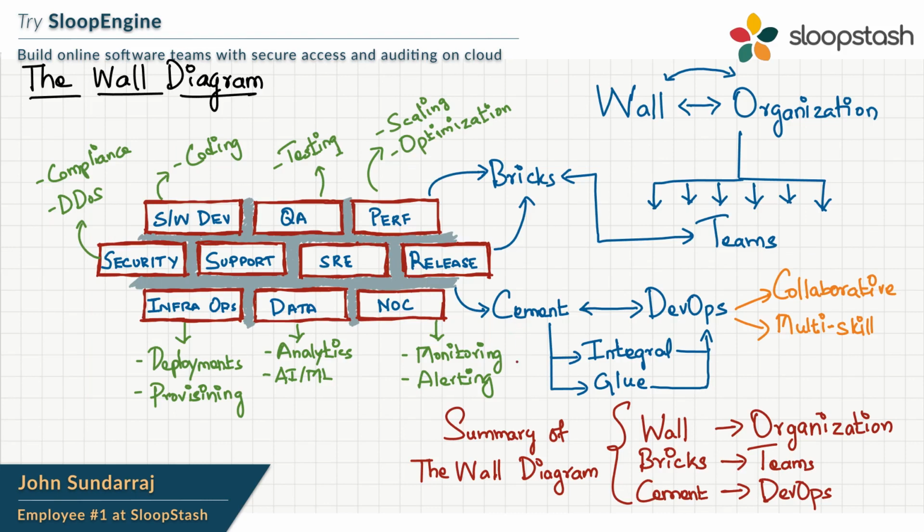Now let's try to summarize the wall diagram theory. Now here, what is the wall? The wall is the organization. The bricks are the teams. The cement is the DevOps team. If you look into this wall diagram, this is the very simple way to understand the DevOps profession. If you go to the internet, there is lots of misleading information available, but if you follow this wall diagrams theory, you will have a very clear-cut understanding of what the DevOps role is all about and what are all the key aspects of a DevOps role in your organization.